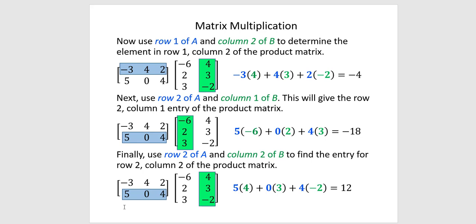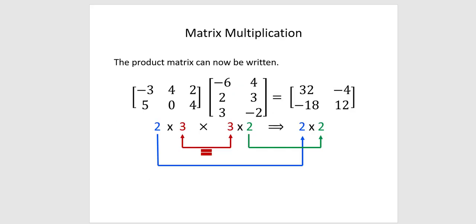Now, using the second row in the A matrix and the second column in the B matrix, we get 5 times 4 plus 0 times 3 plus 4 times -2. This gives an answer of 12, which will be the row 2 and column 2 element in our product matrix.